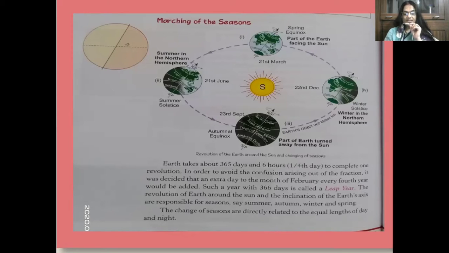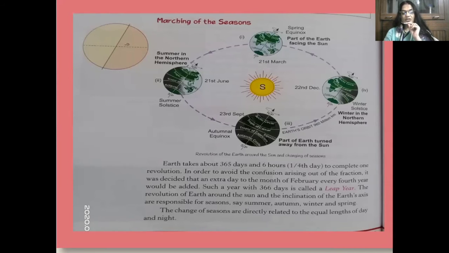So we can say that days are longer and nights are shorter in one hemisphere. It can be vice versa in the other hemisphere. So when days are longer and nights are shorter in one hemisphere and vice versa in another hemisphere, poles usually experience complete day and complete night for 6 months.